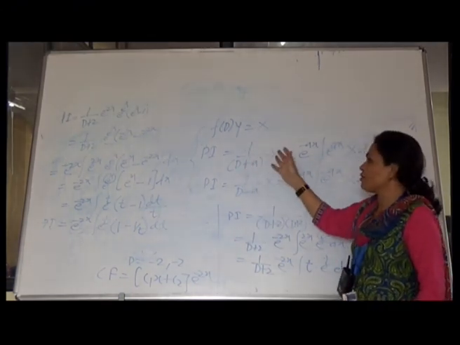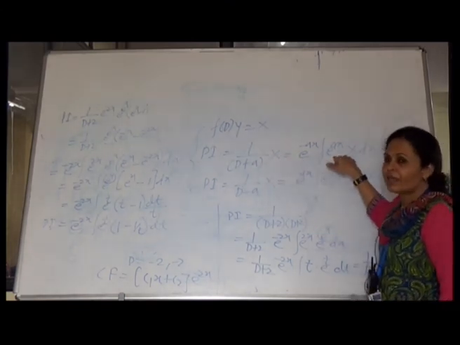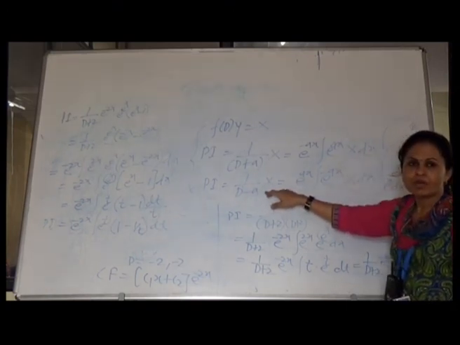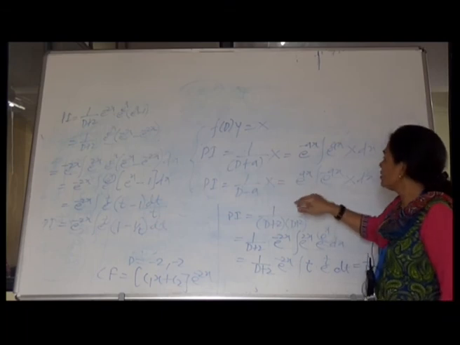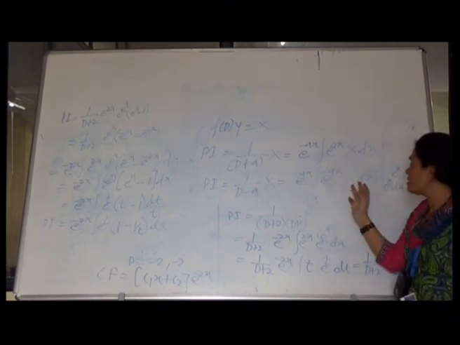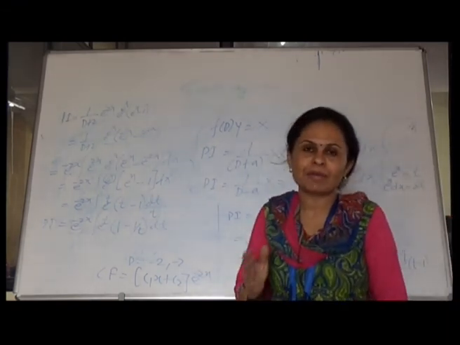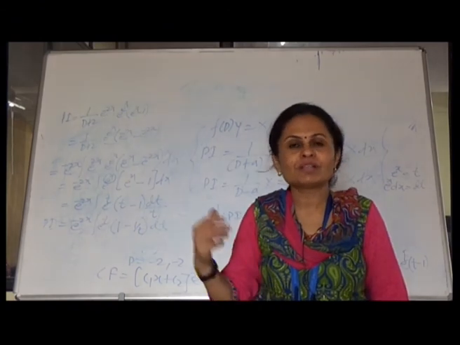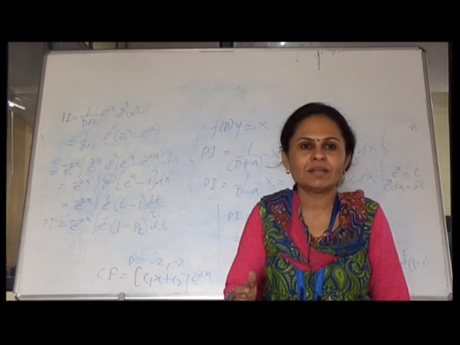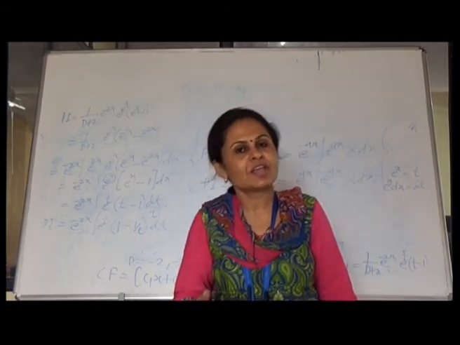1 upon d plus a operated on capital X is e raised to minus ax integral e raised to ax into capital X dx. And for 1 upon d minus a operated on capital X, the result is e raised to ax integral e raised to minus ax into capital X into dx. You might have understood how much the linear differential equation plays a significant role while solving higher order differential equations. I hope you understood this method. You can solve many more problems on this, and you can discuss the doubts if there are any.